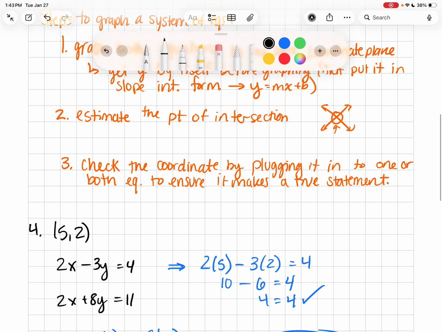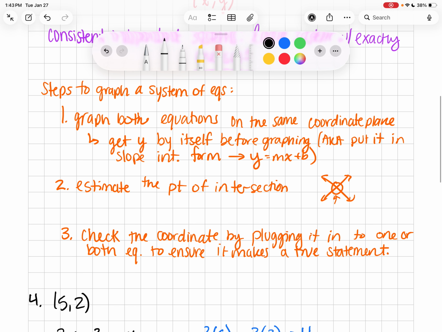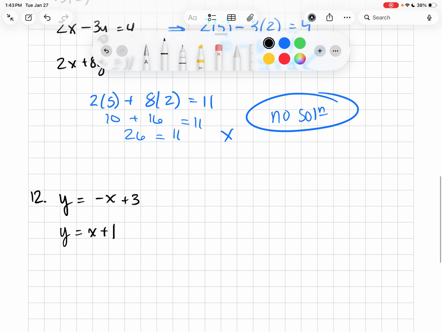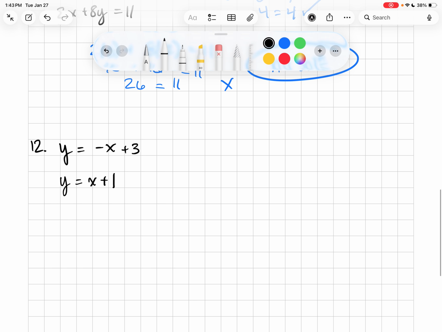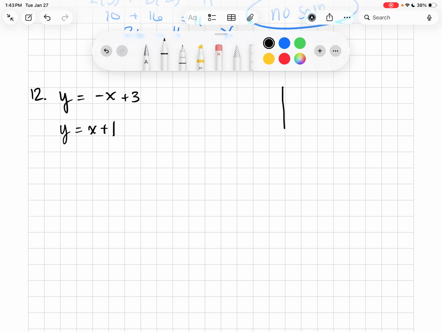So looking back up here at my steps, it says to graph both equations on the same plane. If y isn't by itself, then obviously we need to do that. And so I'm going to look. Is y by itself in both of these? Yep, so I'm good to go. So I'm going to set up my graph over here.